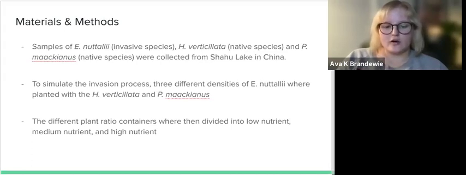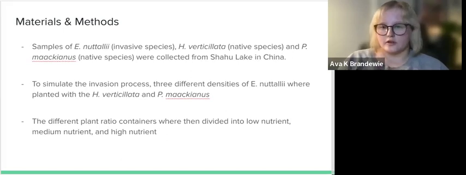So they had a low invasion level, which was a 4:4:4 ratio. They had a medium invasion, which was 6 parts invasive and 3 parts of each of the native species. And then they had a high invasion setup where it was 8 parts invasive and 2 parts of each of the native species. And the different plant ratio containers were then divided into different nutrient ratios.